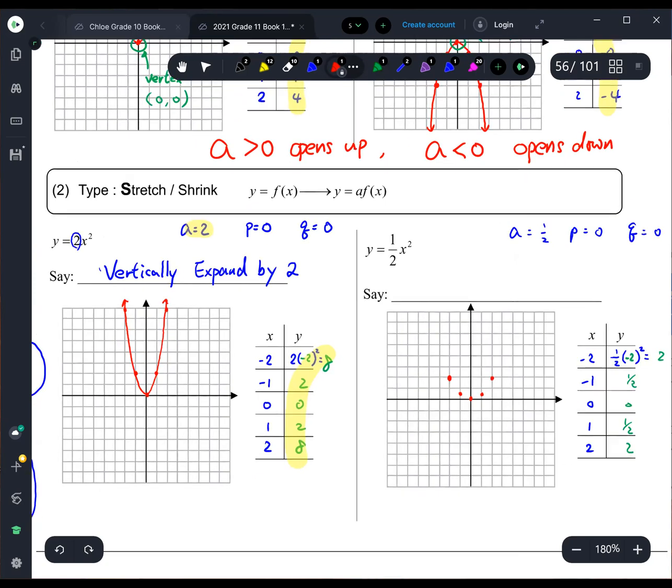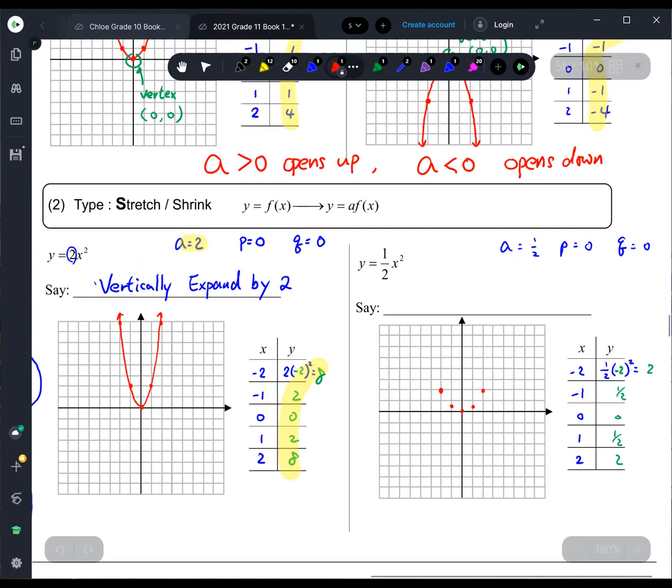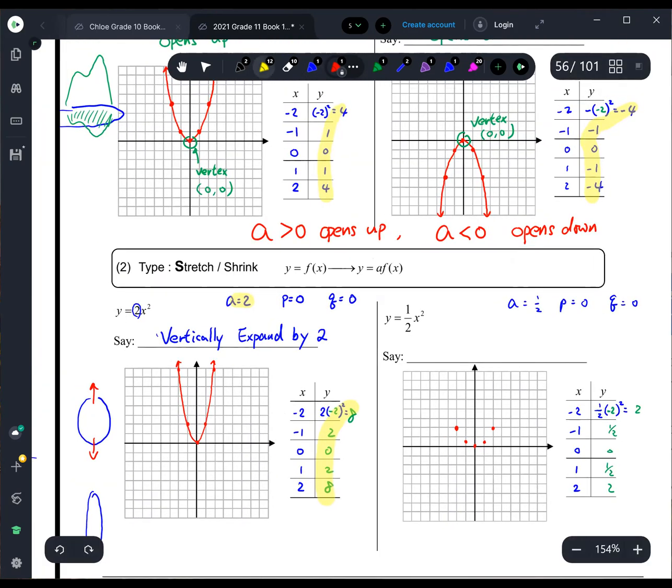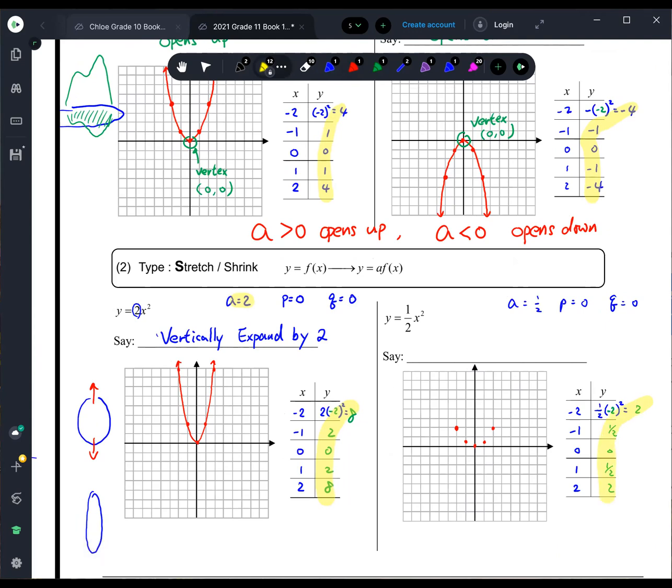So if you compare with the points, it's going up as well, right? It still opens up, but it goes up slower. If you compare the points of the y with the basic, used to be 4, now it's only 2. Used to be 1, it's half. It's all the y values cut in half. So instead of narrow, if you want to describe, Wilson, how would you describe this time?